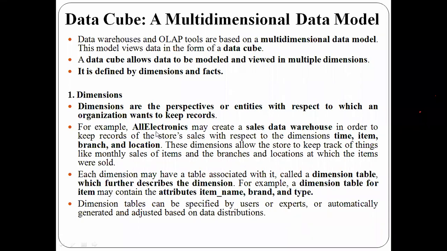Okay, with respect to different dimensions here. Dimensions can be with respect to time, or item, or branch, or location. See, all these are called dimensions here. So dimensions are just like table names in a DBMS system. Now, there is a company called All Electronics. So what does that company do? It wants to keep track of how many items have been sold.